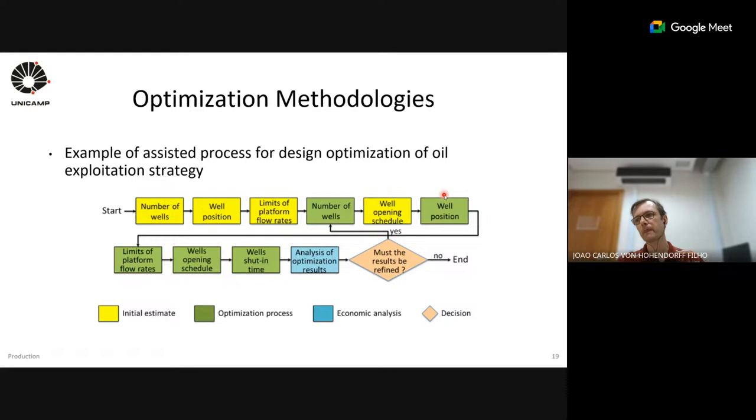optimizer to operate it. After this, you optimize the limits of platform flow rates, well opening schedule, you can optimize here. You can define the well shutting time to try to enhance the final recovery of the field, and you analyze the optimization results. If you verify that the results are interesting, you can stop your assisted process. Or not, you can return and again optimize these steps. Okay.